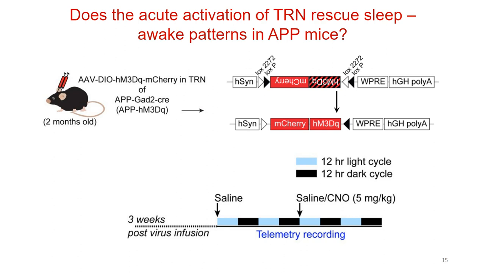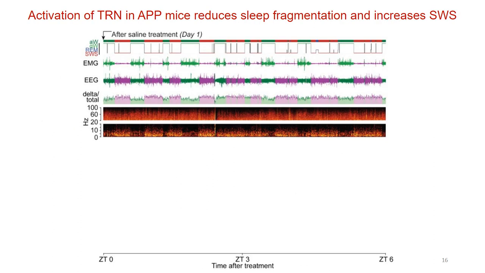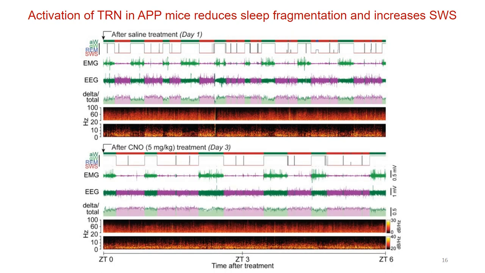In the next slide, I can show you the screenshot for the first 6 hours after saline treatment in an APP mouse. Now, if we compare that after CNO treatment, we can clearly see how the slow wave sleep, the red line, is more consistent and there are fewer episodes of awakenings. That means fewer interruptions during sleep.